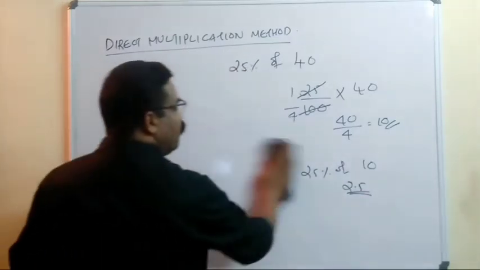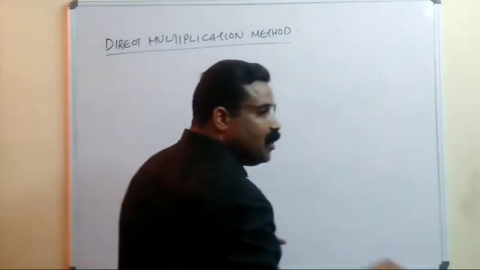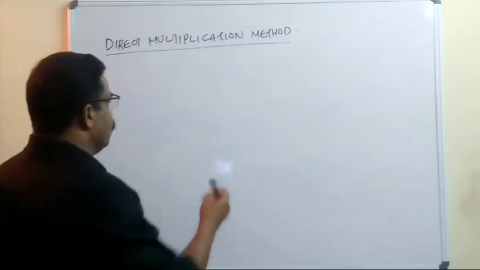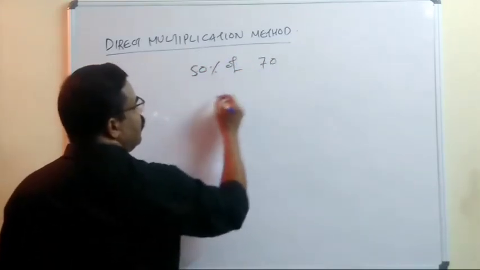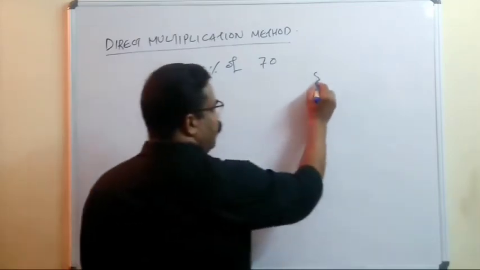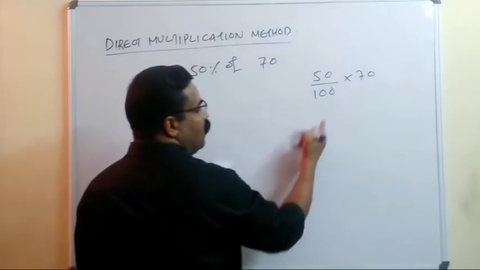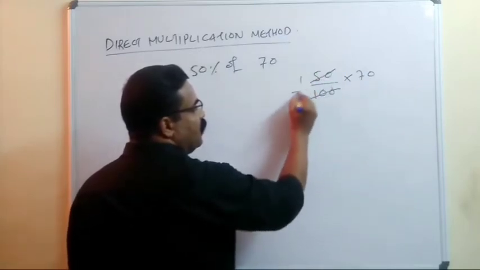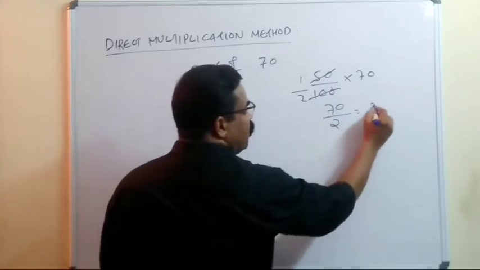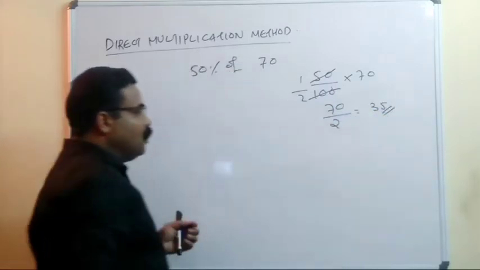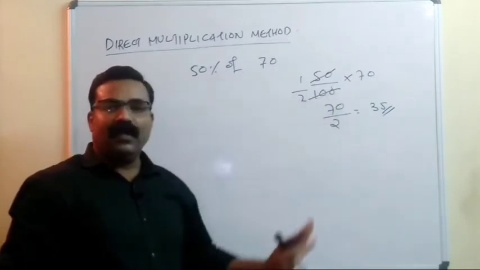Similarly, you want to find out 50% of a number. 50% will be equal to what? Half. Half means 1 by 2. So 50% of 70 means 50 by 100 into 70. So now 50 and 100 you can cut to 1 by 2. So this will become what? 70 divided by 2, which is equal to 35. So now if you want to find out 50% of any number, divide the number by 2.